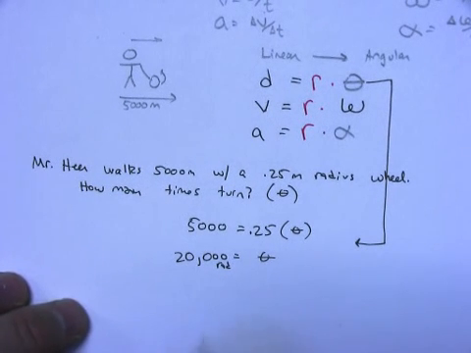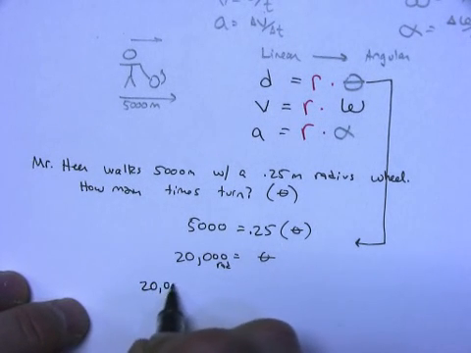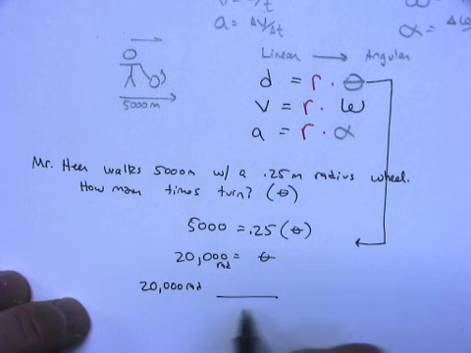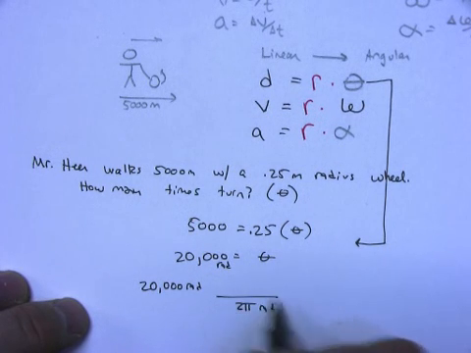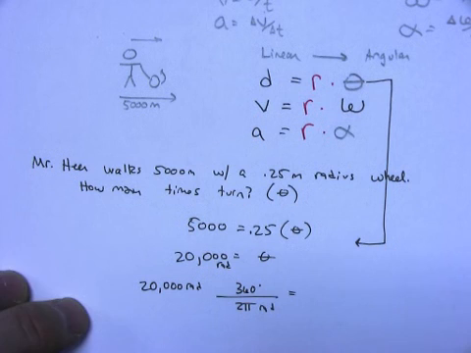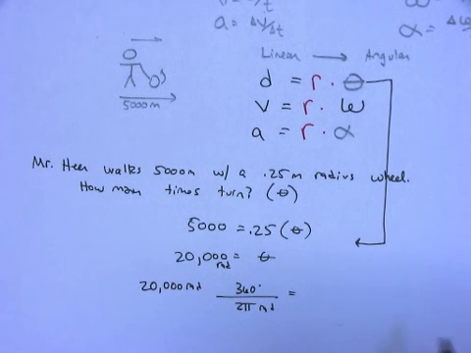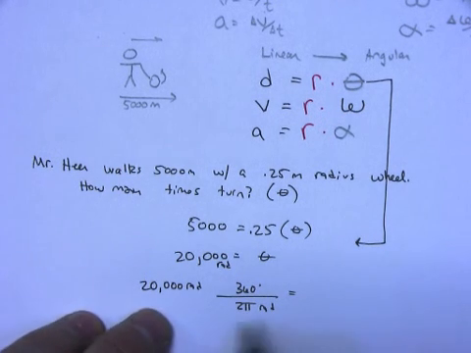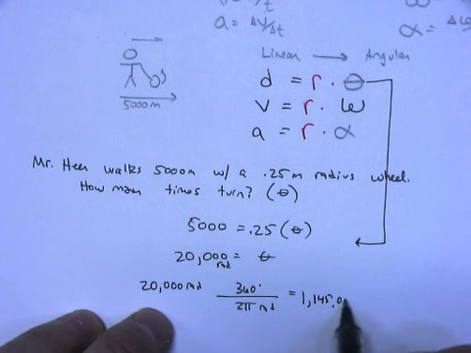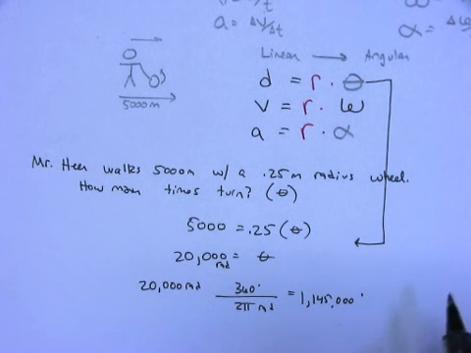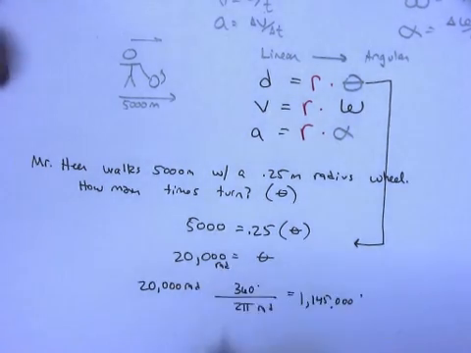So what you may have to do is, I wonder how many degrees that is. 20,000 radians. Remember that there's 2 pi radians in 360 degrees. So you take 20,000 times 360 divided by 2 pi. And you get, oh boy, a big number, 1,145,000. That's crazy. I wonder how many rotations that is.